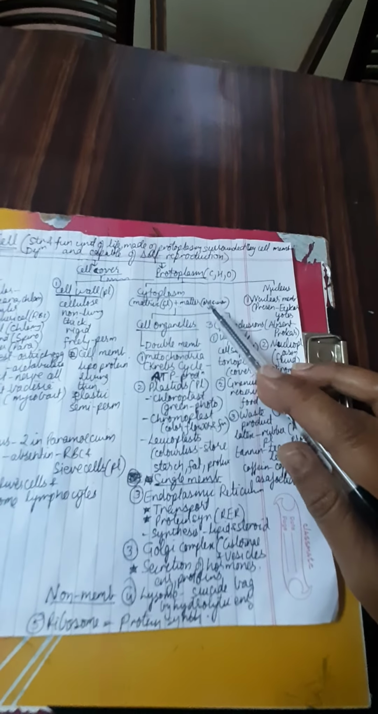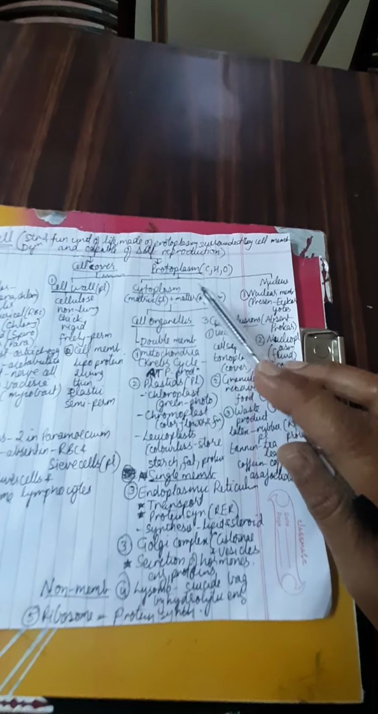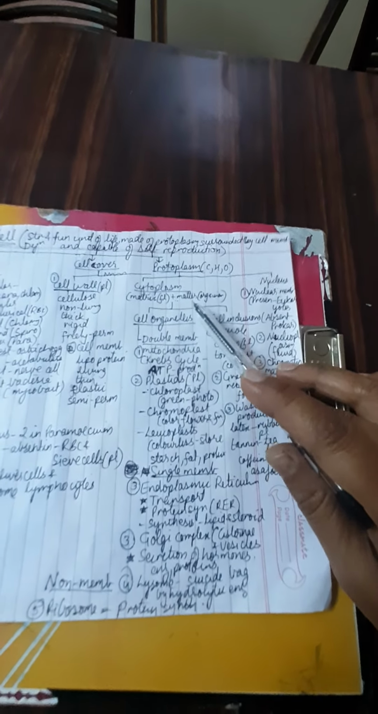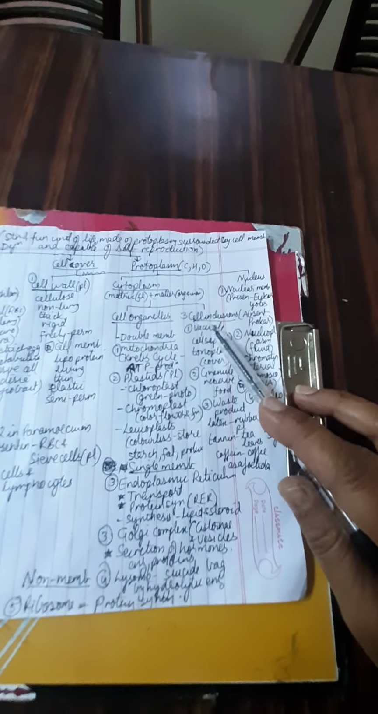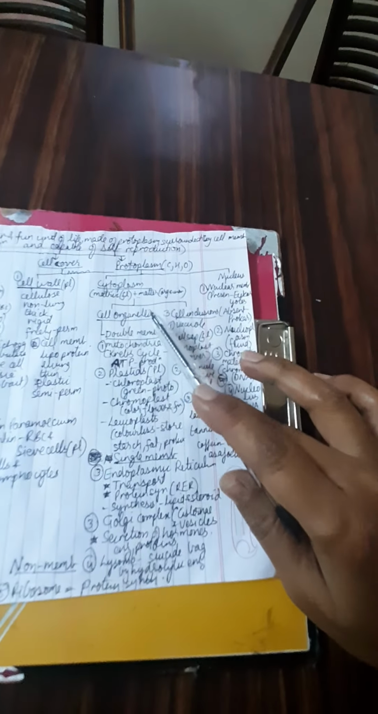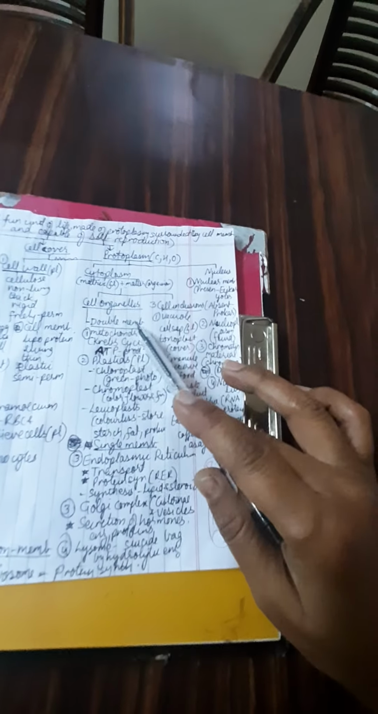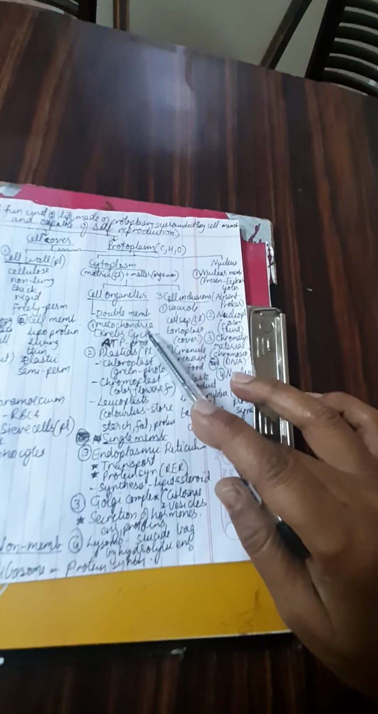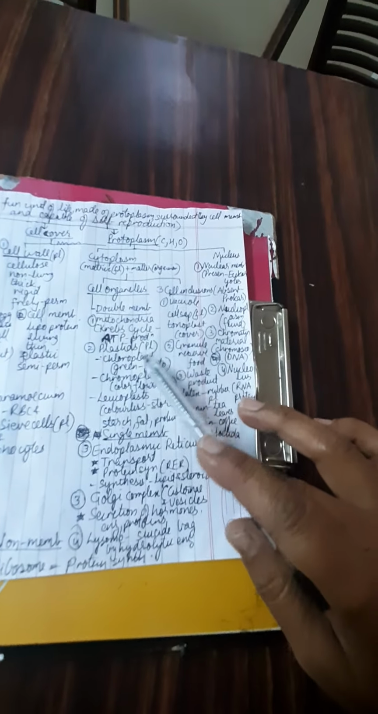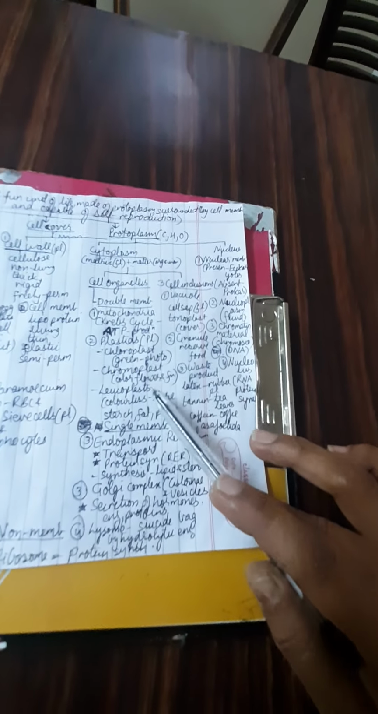What about cytoplasm? Cytoplasm is the fluid part of the cell outside the nucleus. Cytoplasm has cell organelles and cell inclusions in it. What are the cell organelles? I have divided them as double membrane, single membrane and non-membrane. Double membrane: mitochondria, which forms ATP in the Krebs cycle, and plastids: chloroplast, chromoplast, leucoplast.